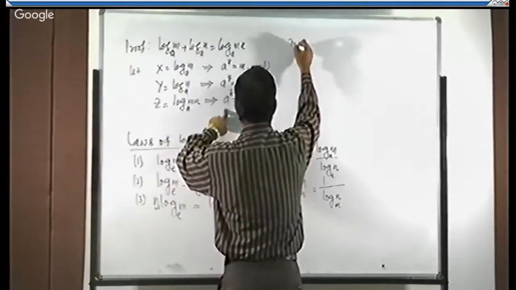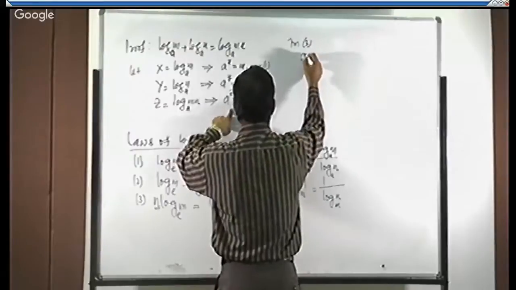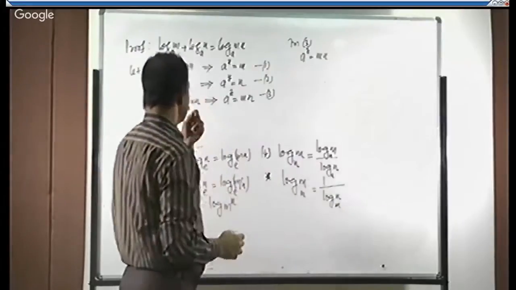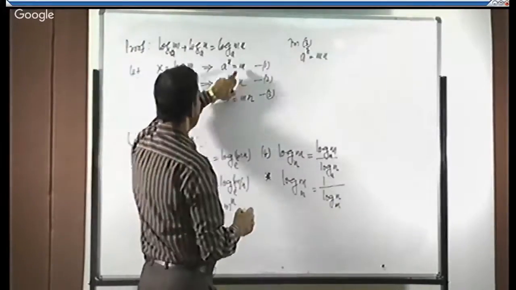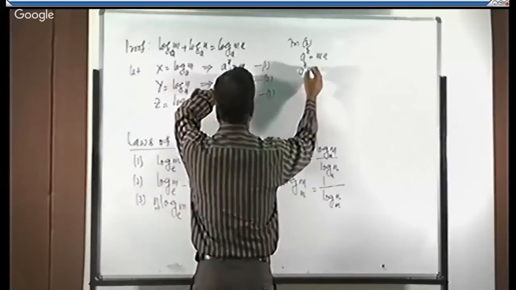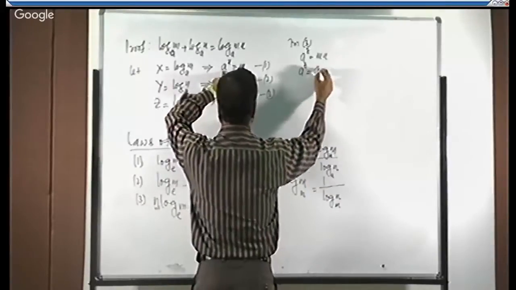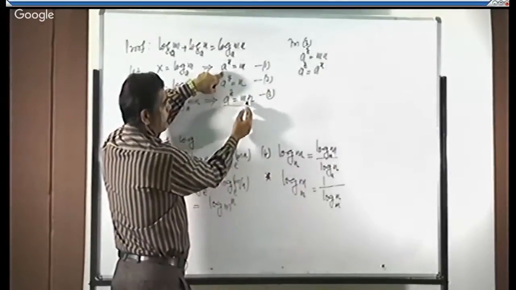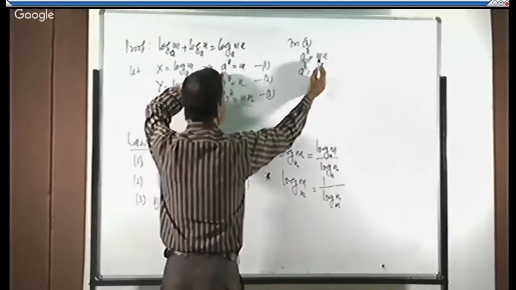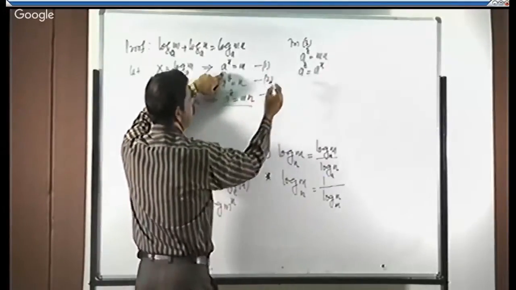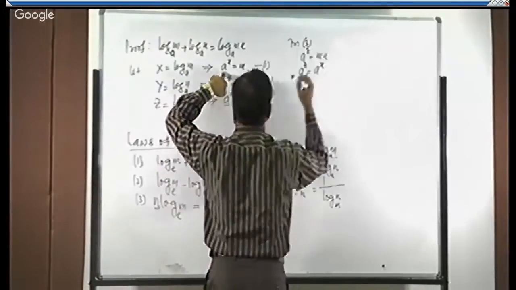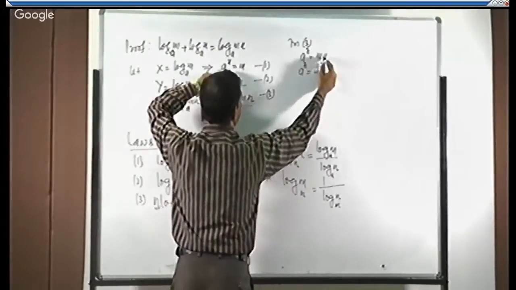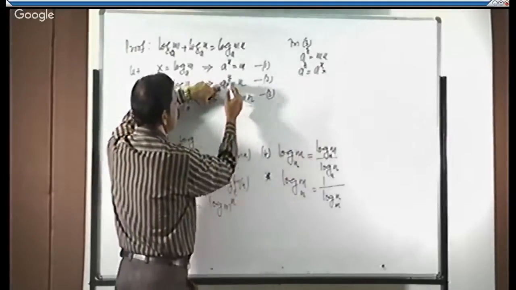So from 3, what is 3? a to the power of z is equal to mn. What is m? m is equal to a to the power of x, correct? We have a to the power of z is equal to mn. Write the values of m and n from 1 and 2. From 1 and 2, what is m? m is equal to a to the power of x, and n is equal to a to the power of y.